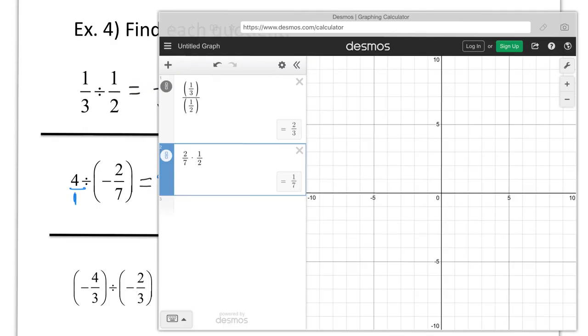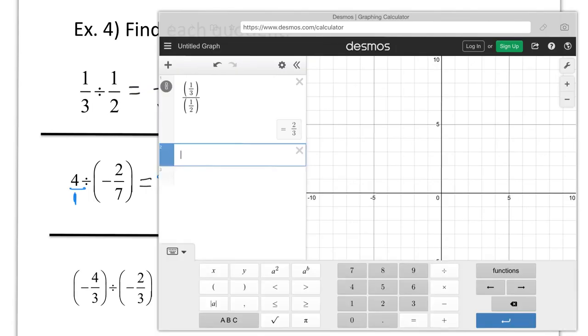I'm going to do the next one because the next one, remember, we had a whole number, 4. So in decimals, you don't have to even turn that into a whole number. I mean, into a fraction. You just put it as 4 divided by, you guys can use your parentheses, negative, don't forget the negative, 2 over 7. And you close parentheses. And that's my answer, negative 14.